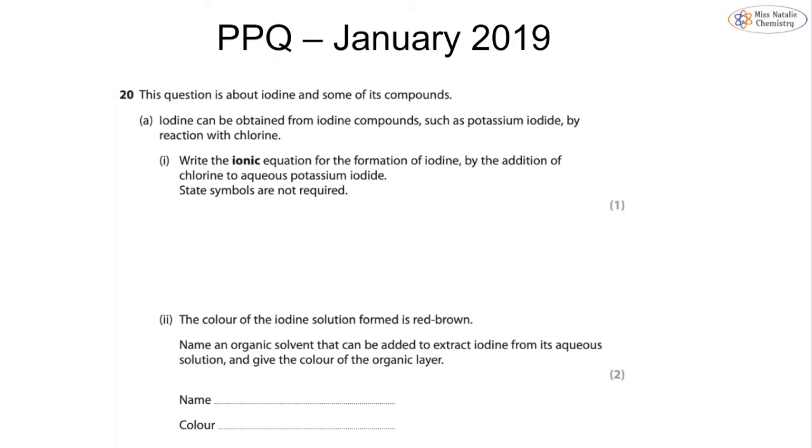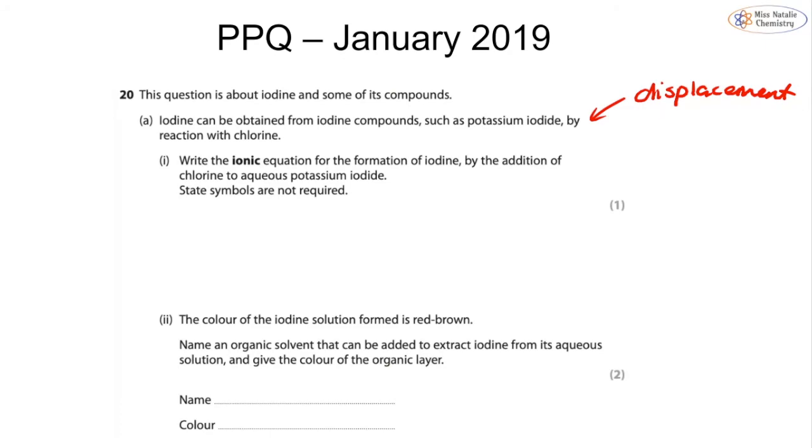So let's have a look at a past paper question. This question is from the January 2019 paper. Iodine can be obtained from iodine compounds, such as potassium iodide, by the reaction with chlorine. So this is an example of a displacement reaction. We want to write the ionic equation for the formation of iodine by the addition of chlorine to aqueous potassium iodide. Now, I'm going to show you the full equation just to show you the working, and then I'll convert it to the ionic equation.